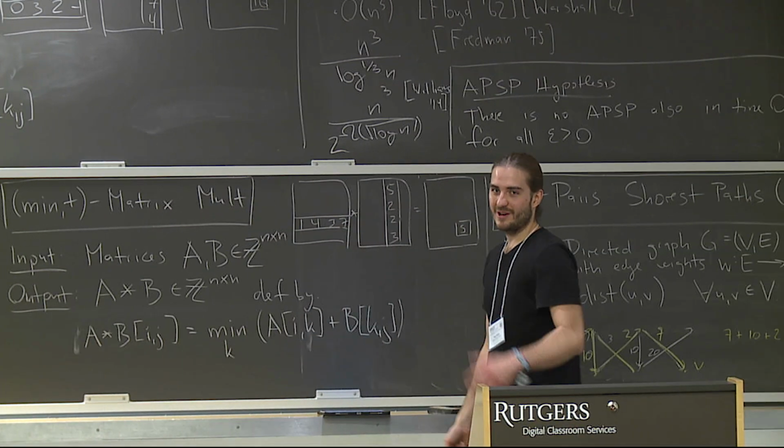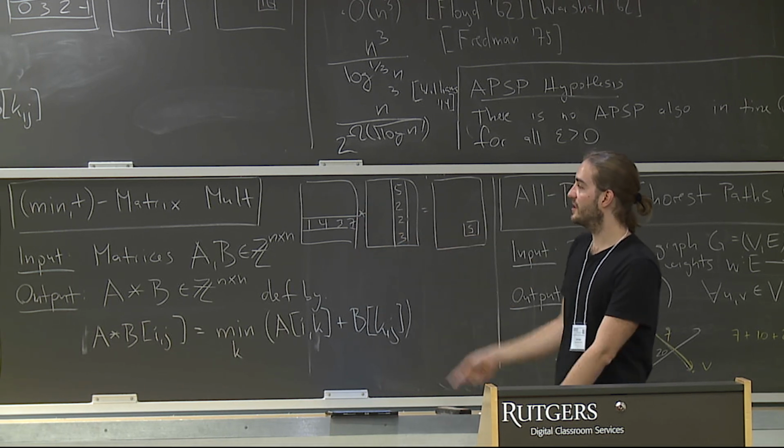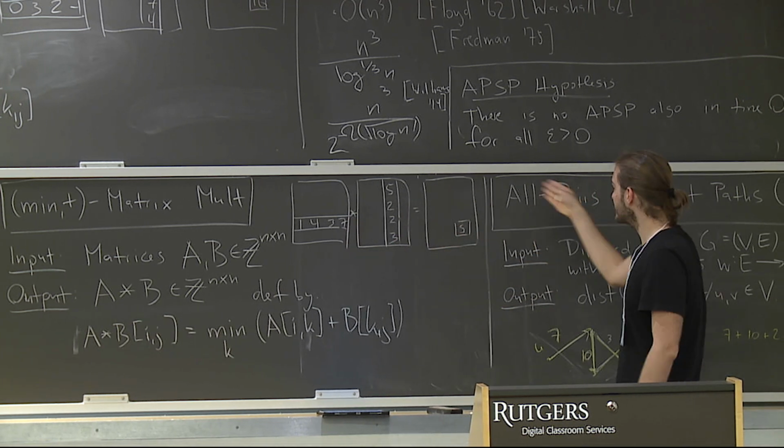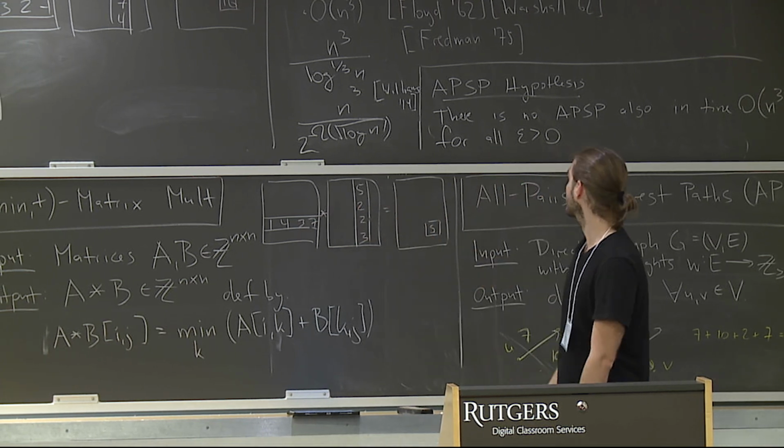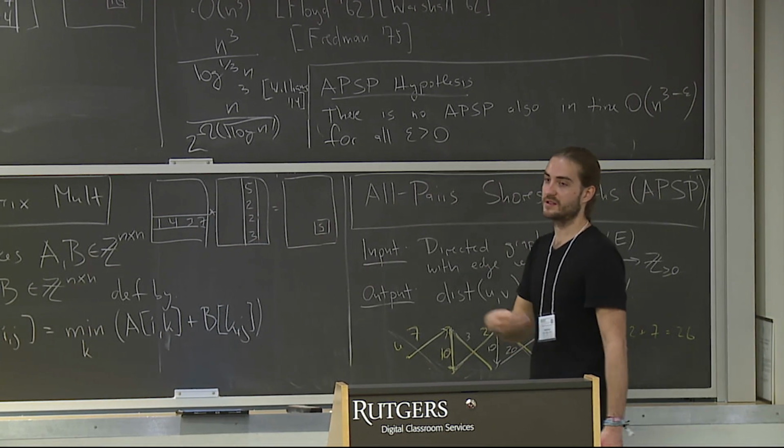And as many of you have already observed, maybe these problems also follow the same order. Negative triangle is also easier than the others. So in fact, we will prove that these problems, negative triangle, min plus matrix multiplication, and APSP, are subcubically equivalent.